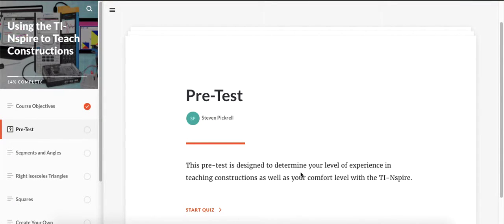I have included a pre-test at the beginning of this course to gauge the level of familiarity teachers have with constructions. This consists of questions I believe most geometry teachers would be able to easily answer, but it also includes questions about familiarity with the calculators themselves. Teachers do not have to answer these questions correctly. This is just a tool to compare to the post-test at the end to see what learning has occurred.